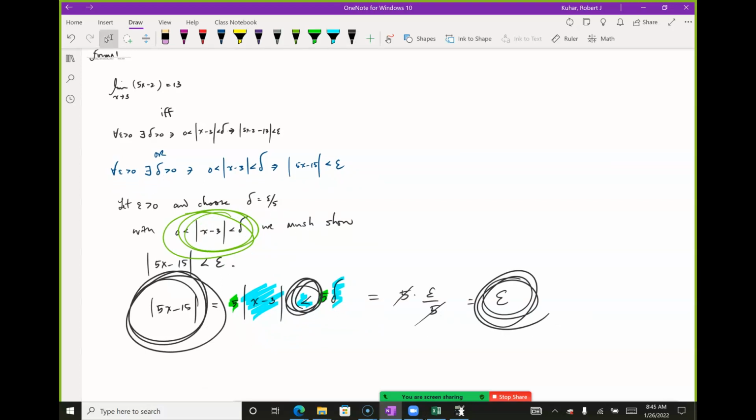Now, when these things are linear, when my functions are linear, it's always this easy. When they're not linear, it takes a lot more work. And we'll probably do one Monday like that.